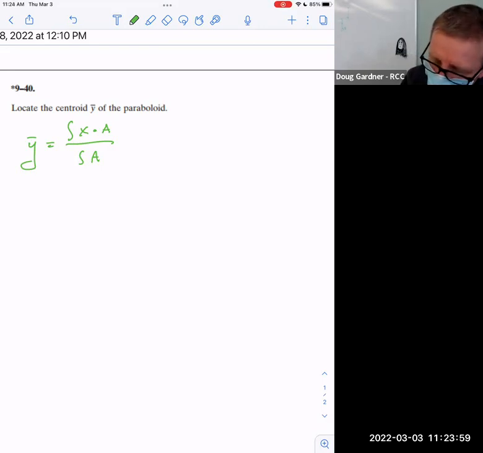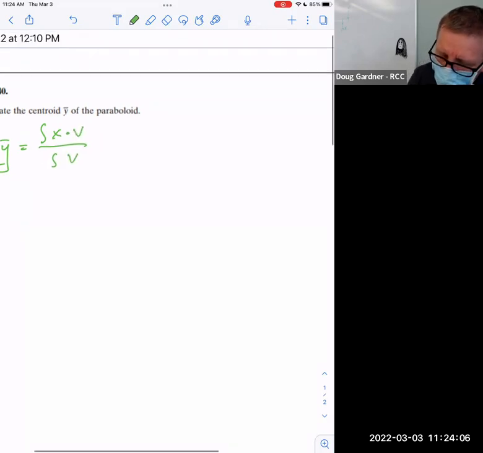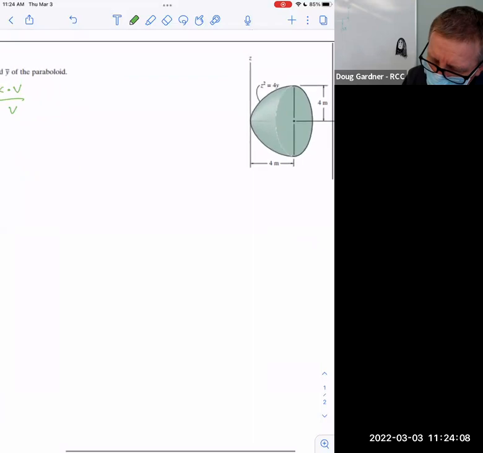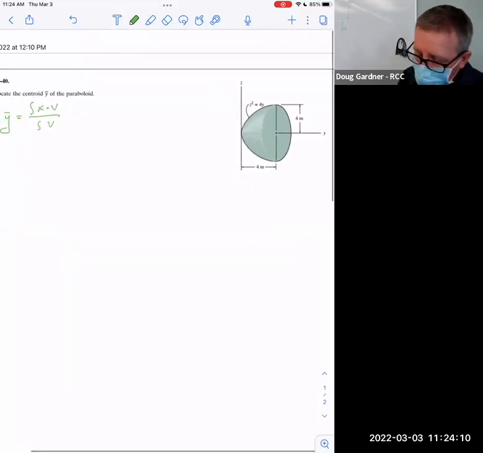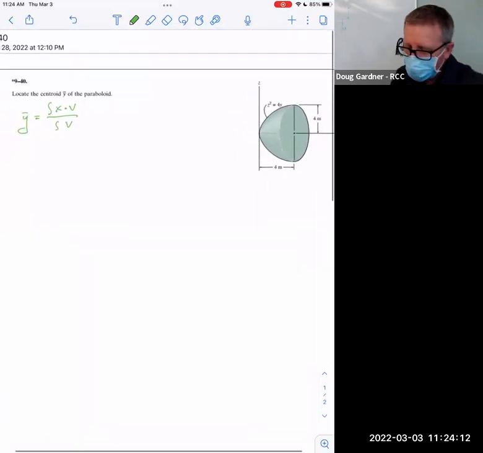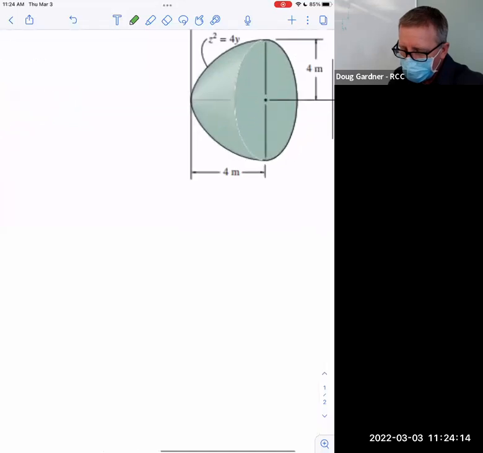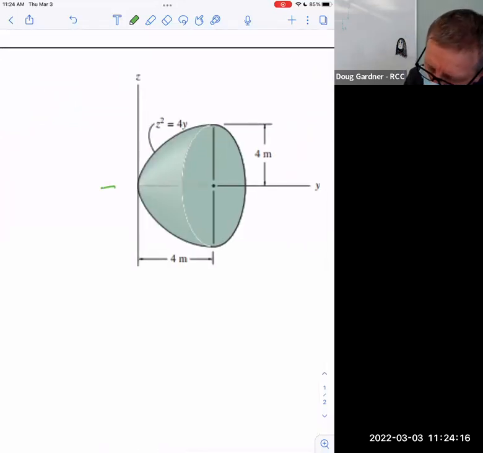So let me draw a picture of that so you kind of go, okay, I see what you're talking about. So we're just 3D now. Now, as we said before, this particular shape is symmetrical. And so we know the center of mass is on the y-axis here. Does that make sense? So I don't have to worry about that one. But what I don't know is how far is it away?